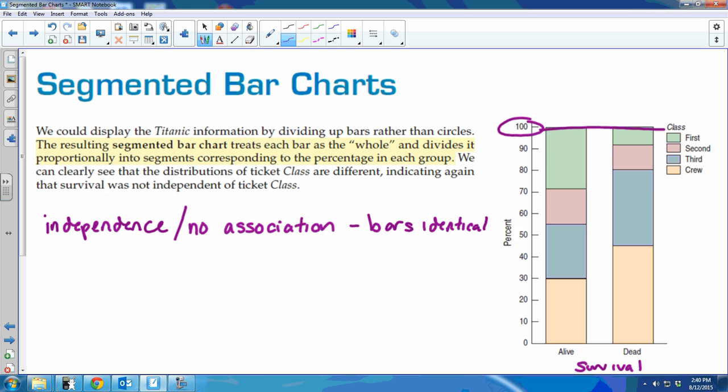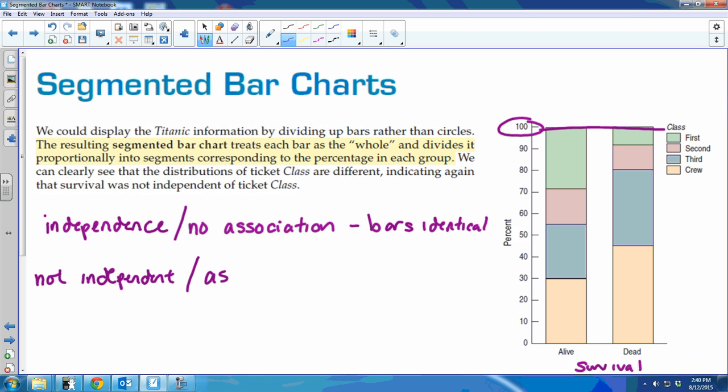Because of that, you always want to put the categories in the same order in your bars so you can compare the categories across. It doesn't matter what order you put them in as long as they match. In this case, the bars are not identical, they're different. So we would say they are not independent variables.